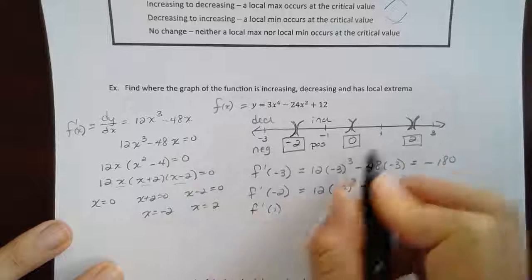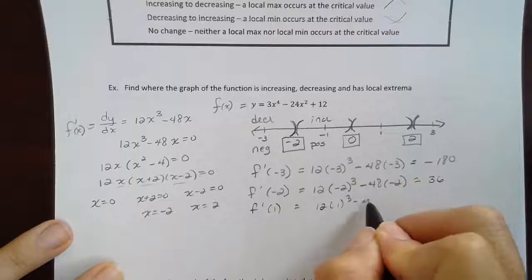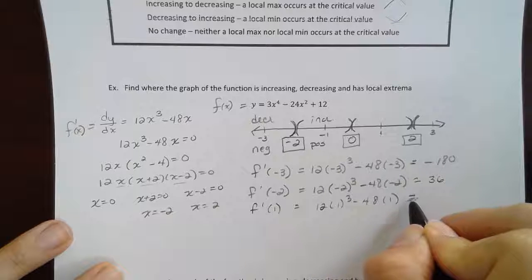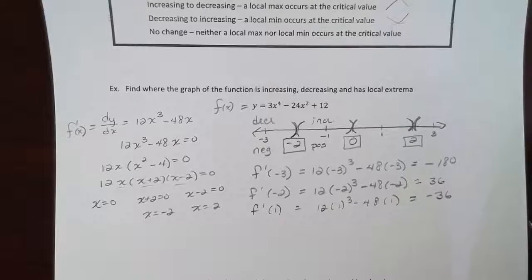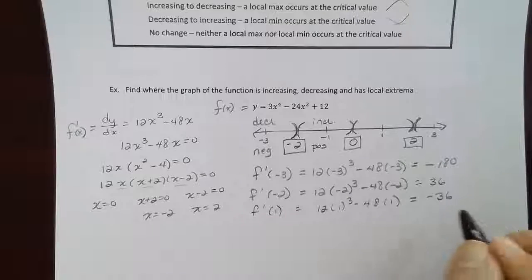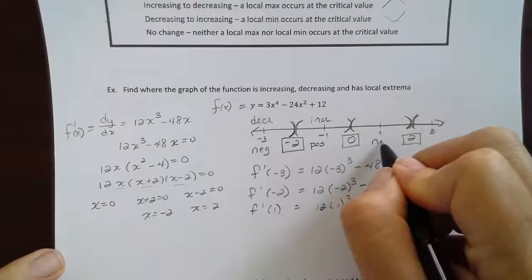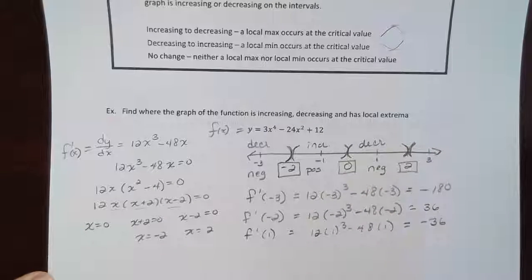F prime of positive 1 would be my next test point. 12 times 1 cubed minus 48 times 1 is equal to a negative 36. Now I'm giving you the numbers. The numbers are kind of irrelevant. It's just the sign on the numbers that we're looking for. Are they positive? Are they negative? This one's negative. So I'm negative on this interval, which means we're decreasing because the slopes of our tangent lines are negative.